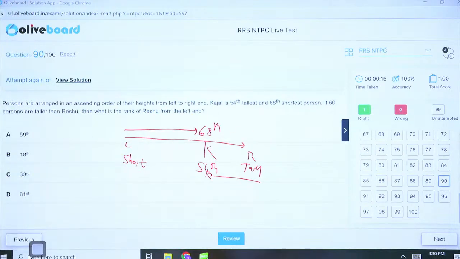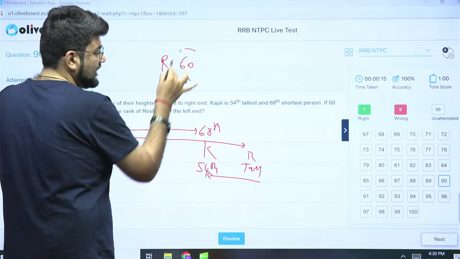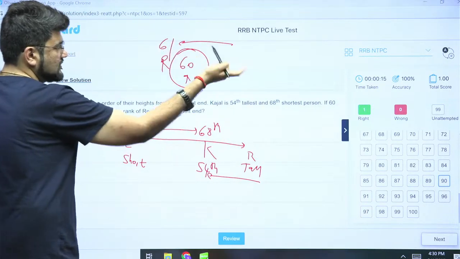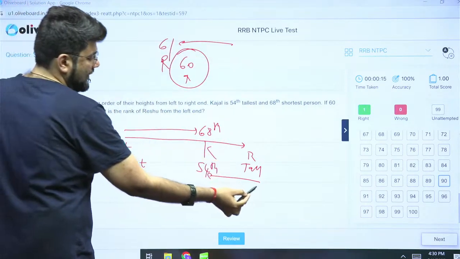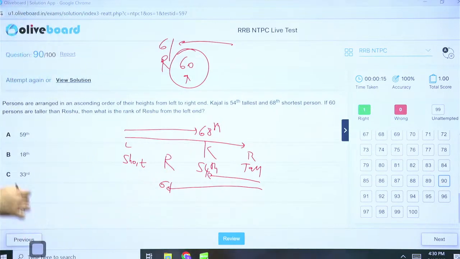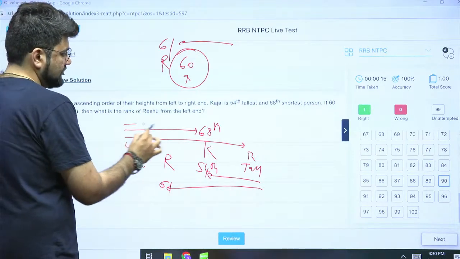Now if 60 people are taller than Reshu, that means after Reshu there are 60 people who are taller than her. So Reshu's rank is 61st from the back. This is Reshu. What is the rank of Reshu from the left end? So they want Reshu's rank from this position.